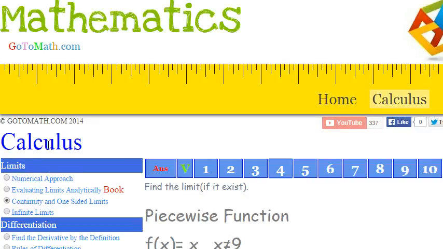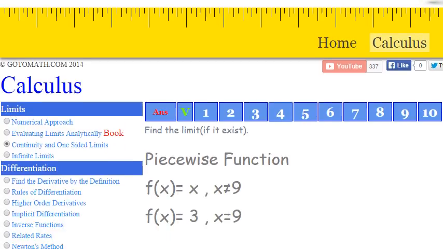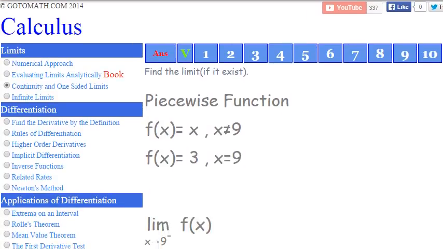Alright, we're going to math, working some calculus. We're in the section continuity and one-sided limits, and that right there is where we're at. Problem set 4. We have a piecewise function that's not written in the traditional manner, but that's okay. I'll get that straightened out here in a minute. We've got the limit as x approaches 9 from the left-hand side of f of x.